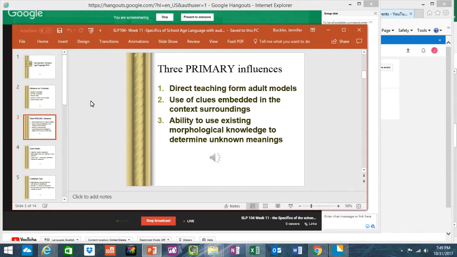They use the existing morphological background around the word. So based off of its place in a conversation, based off of its place and how it's used in a sentence, the child is able to determine if this is a noun, an adjective, if it's an action.